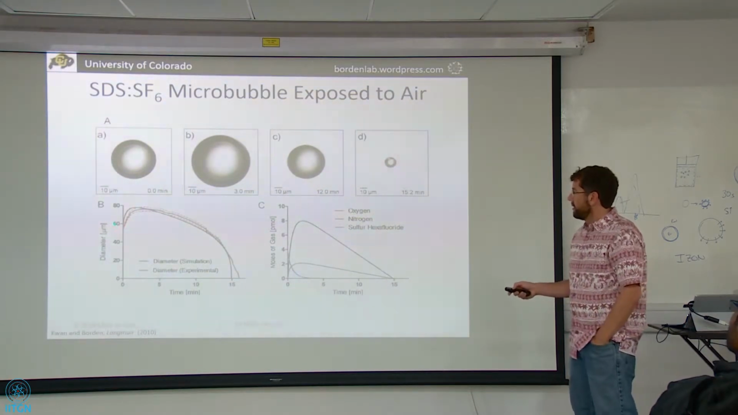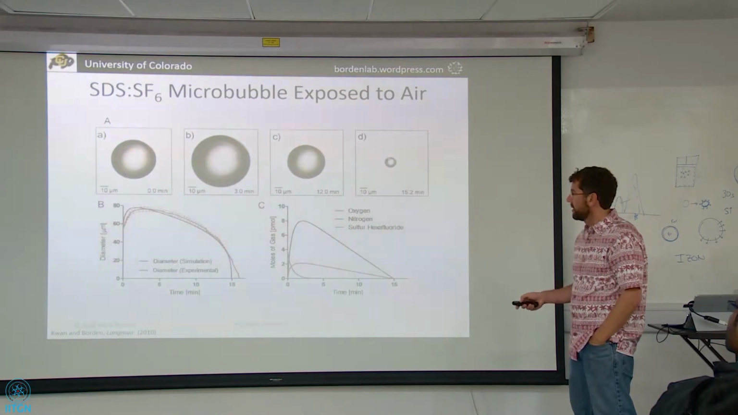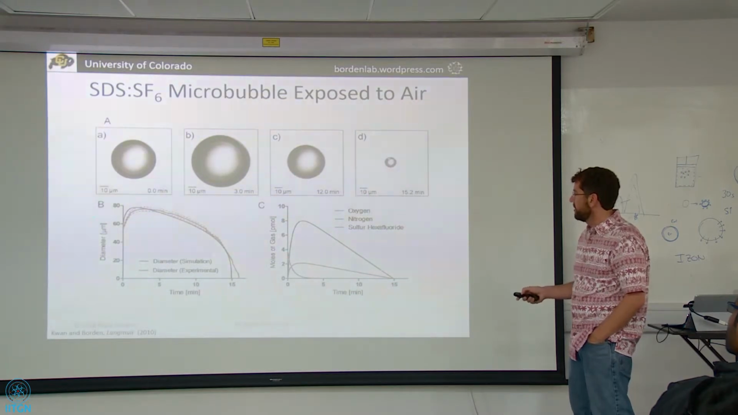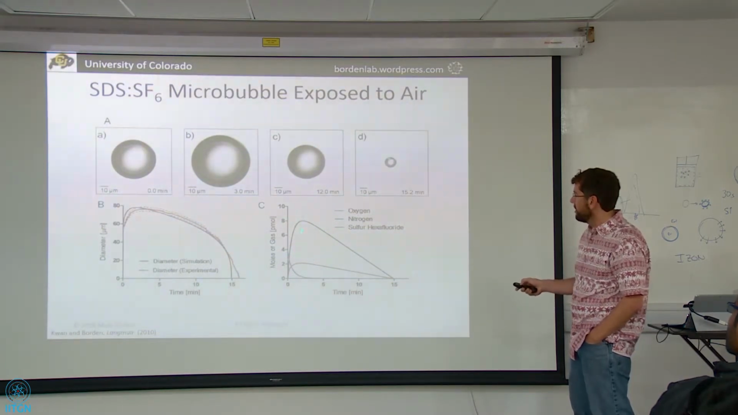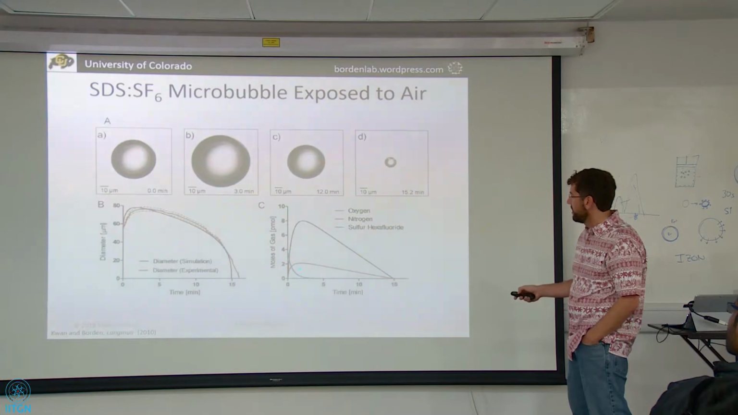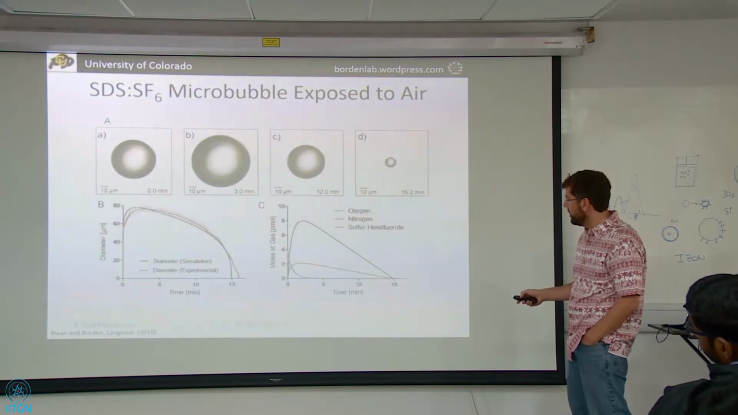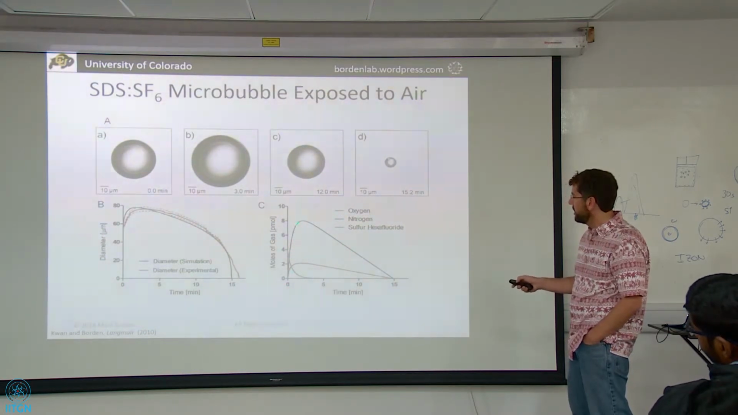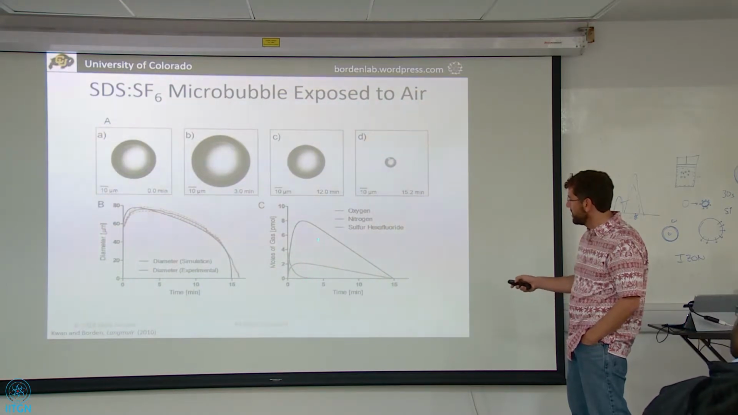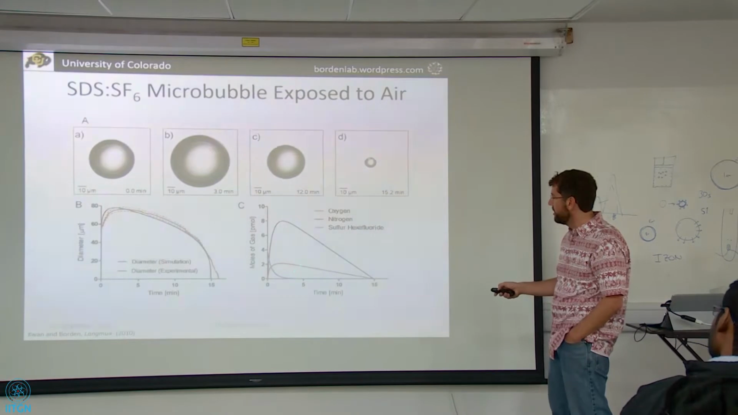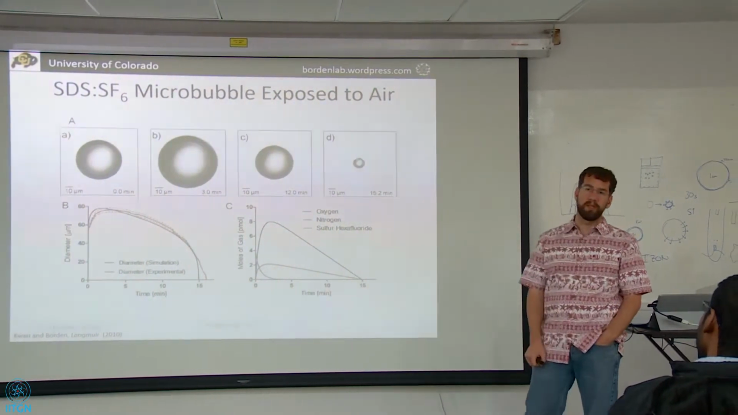The red is the experimental curve, and the black is the simulated curve. With the simulation, you can also account for each of the gas species, so you can plot nitrogen, oxygen, and sulfur hexafluoride. Initially it's pure sulfur hexafluoride, and then that leaves. Nitrogen diffuses in very quickly before the sulfur hexafluoride has left. That's why it grows. Oxygen also diffuses in quickly. But at this point it's basically an air bubble. After a few minutes it's an air bubble, and now the air bubble dissolves.